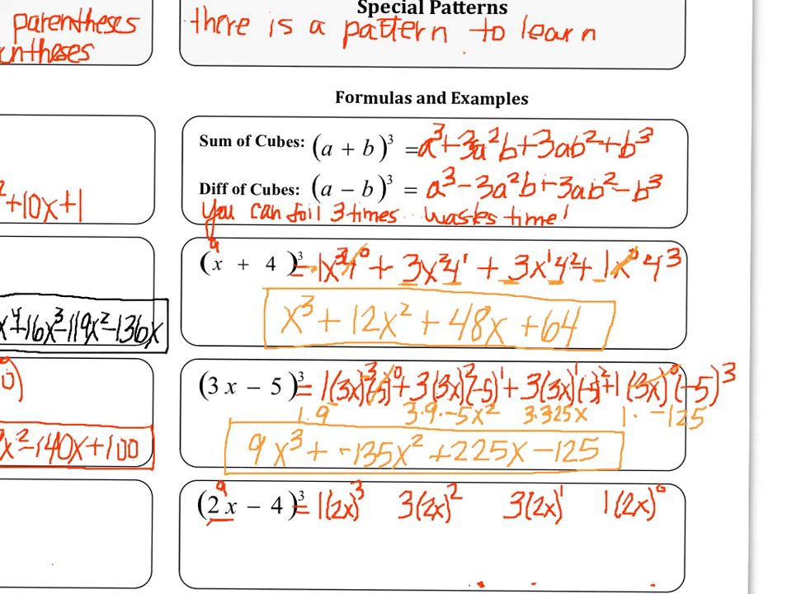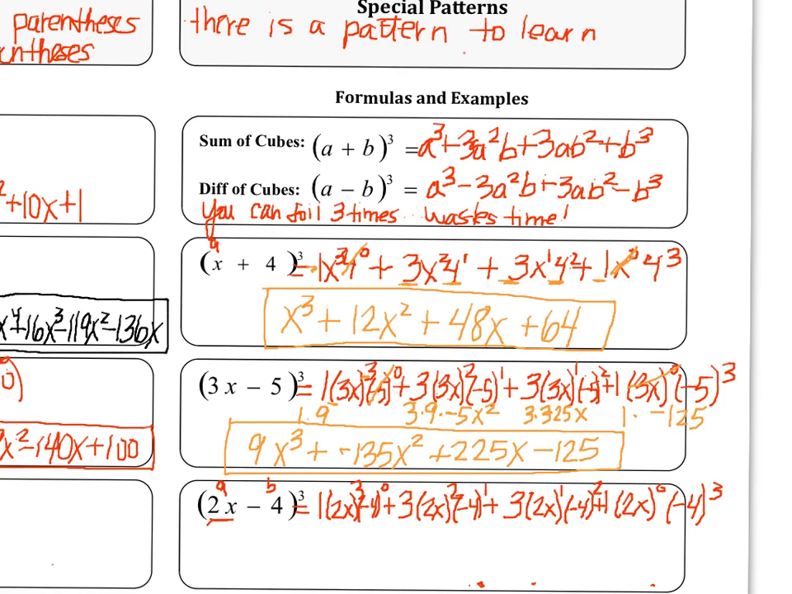My b is my negative 4. So I'm going to start that with the 0 power and work up. So I've got negative 4 to the 0th. I'm going to use a plus sign to separate. Negative 4 to the 1st and a plus sign to separate. Negative 4 to the 2nd and a plus sign to separate. And then I've got negative 4 to the 3rd power. So I've got all my terms written out here. Now I need to simplify them.